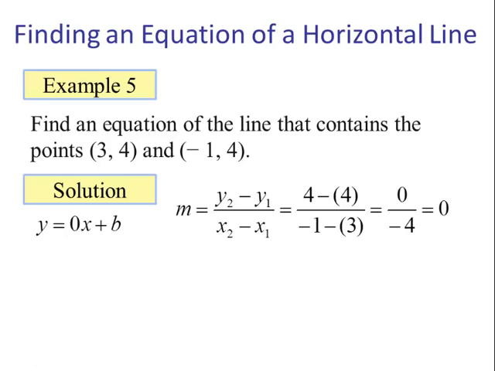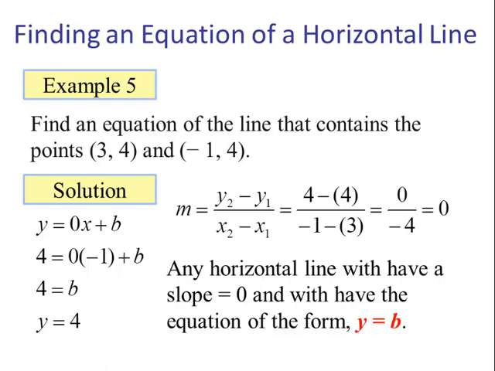To find b, we pick one of the points. I'm using negative 1, 4. We substitute those values in. Negative 1 times 0 is 0. So we have b is equal to 4. So the equation becomes y equals 4, because m is 0, and 0 times x is 0. So anytime that we have a horizontal line, the slope will be 0, and the equation will have the form y equals b, where b is the y-intercept.